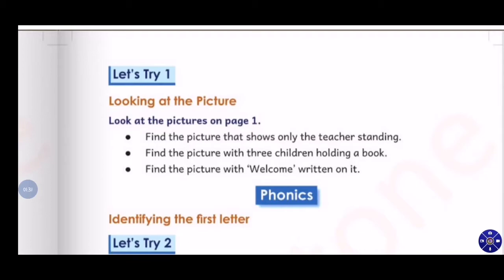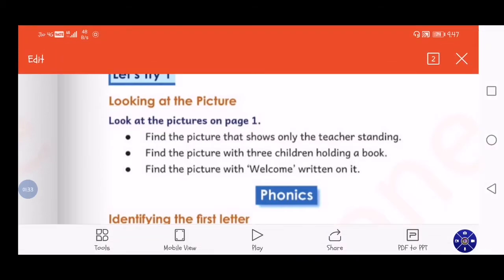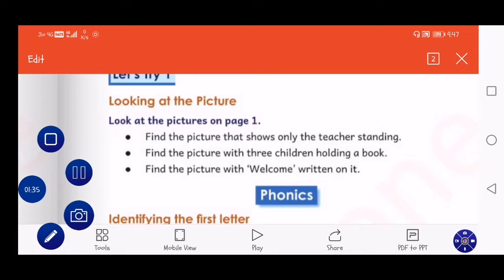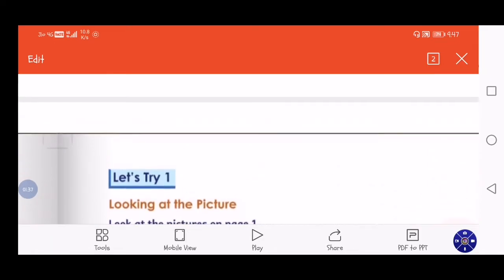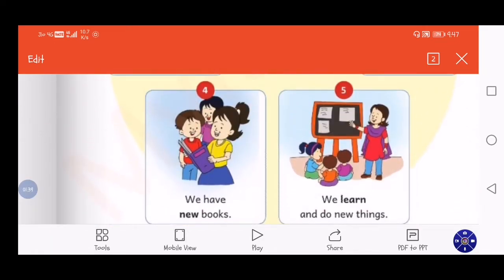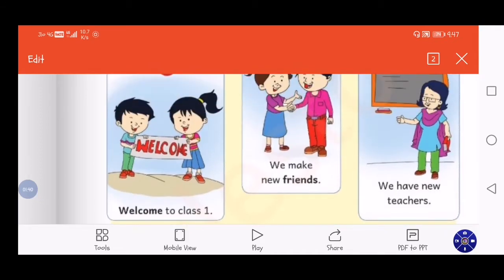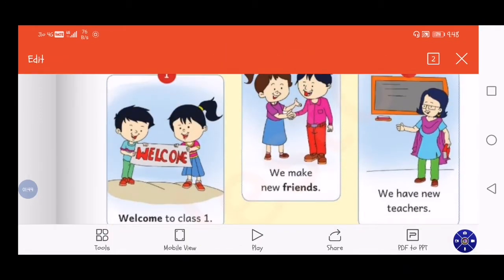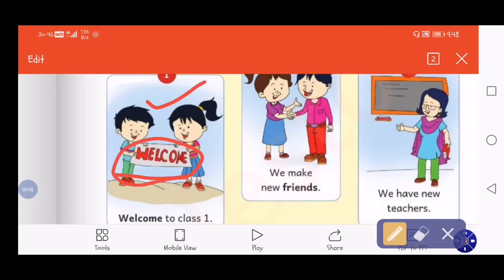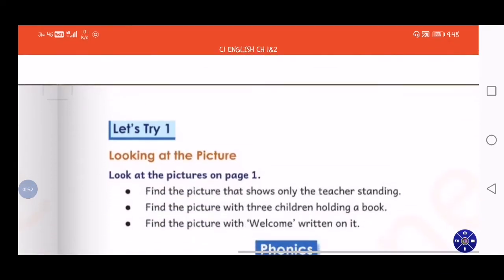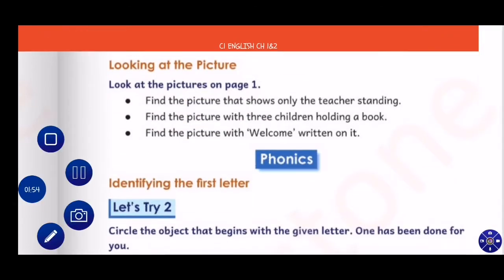Now find the picture with welcome written on it. So we are going to find it. So picture number 1. See, welcome is here. So the answer of that question is picture number 1.